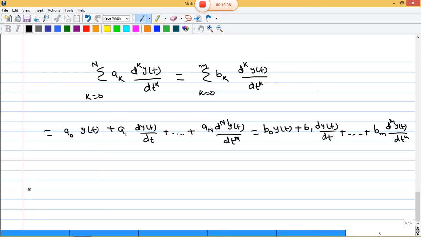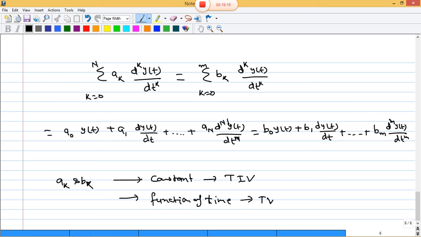Now in this system the power of each term will be 1, meaning it is always linear. If a_k and b_k are constant, then the system is time invariant. If these are functions of time t, then it will be time variant. The power of each term is 1, so it is always linear.